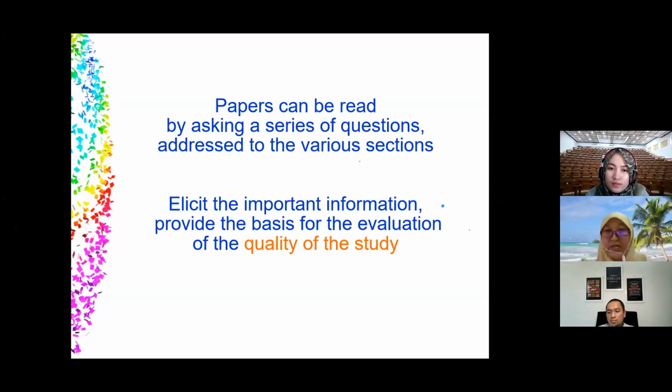Kita punya scientific paper tu, dia ada various section. We have introduction, we have method, we have data collection or conduct of the study, we have result section, and we also have the discussion section. So actually, for each section ni, we have a different series of questions that can be asked for us to see whether it's a good quality paper or not. Yeah. Now, this is just a general question.